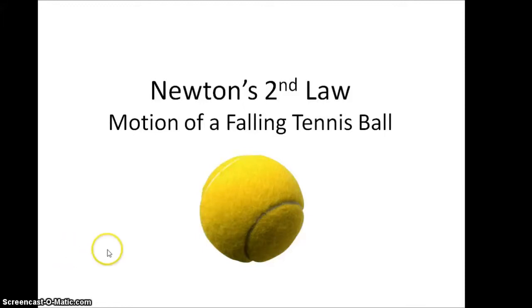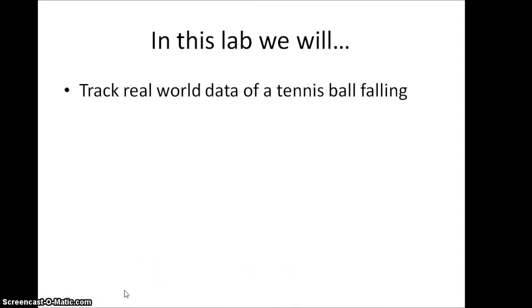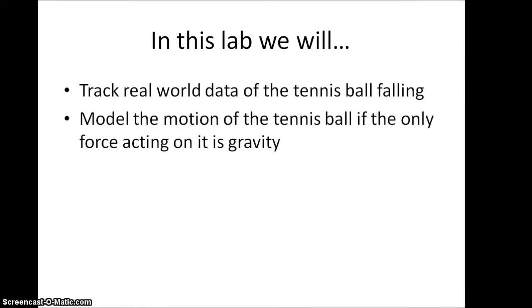In this video lab report, I will be discussing and analyzing the motion of a tennis ball falling. Using Newton's second law, we will decide which forces must be considered to predict the tennis ball's motion with a computer model. The first thing we'll do is track the real-world data of a tennis ball falling. Then we'll make a computer model, assuming that the only force on the tennis ball is gravity.